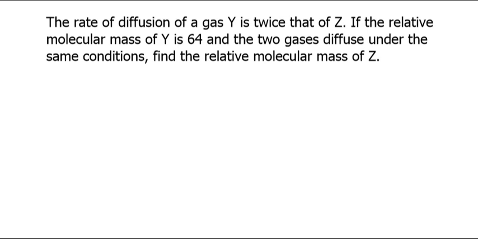The rate of diffusion of a gas Y is twice that of Z. If the relative molecular mass of Y is 64 and the two gases diffuse under the same conditions, find the relative molecular mass of Z. Solution.